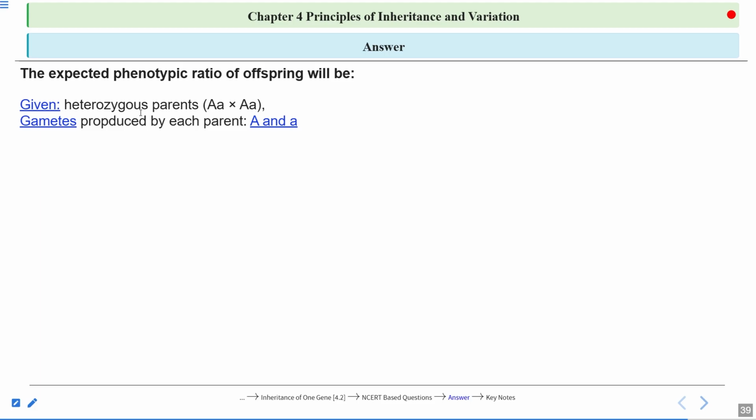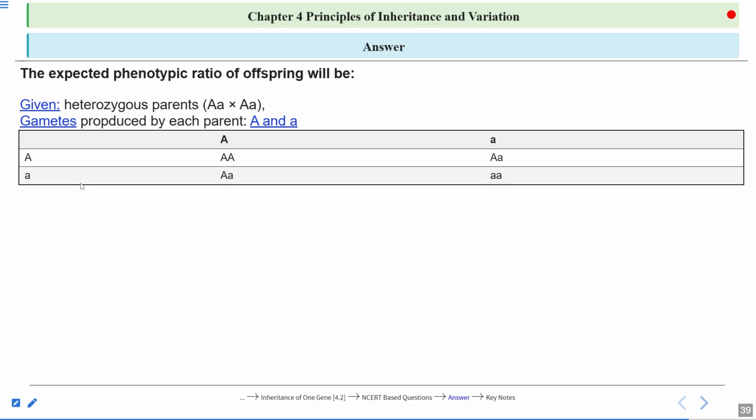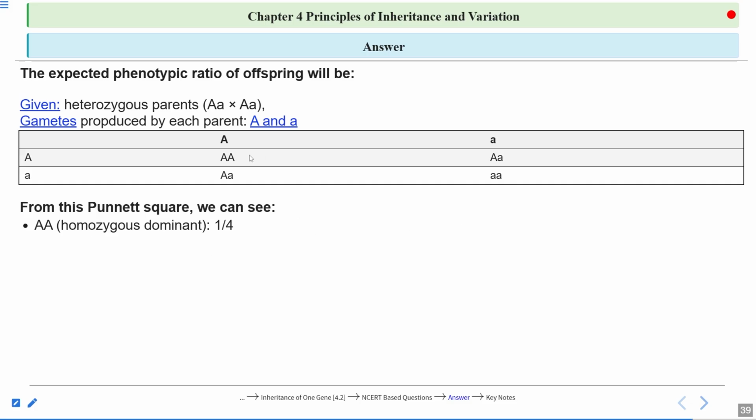So what are the gametes produced by each parent? They will be capital A and small a. Now you can make a Punnett square. You can write the gametes on one side and make all the possible genotypes. From this Punnett square, we can see that here you get capital A capital A, which is homozygous dominant. So this is 1/4. You will get capital A and small a also, which is 2/4, or you can write this as 1/2. And you get small a small a, which is homozygous recessive, in 1/4 ratio.